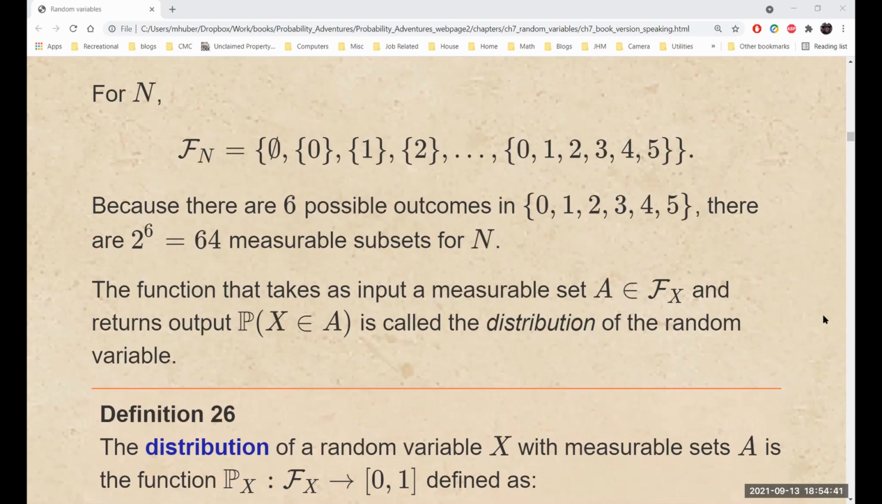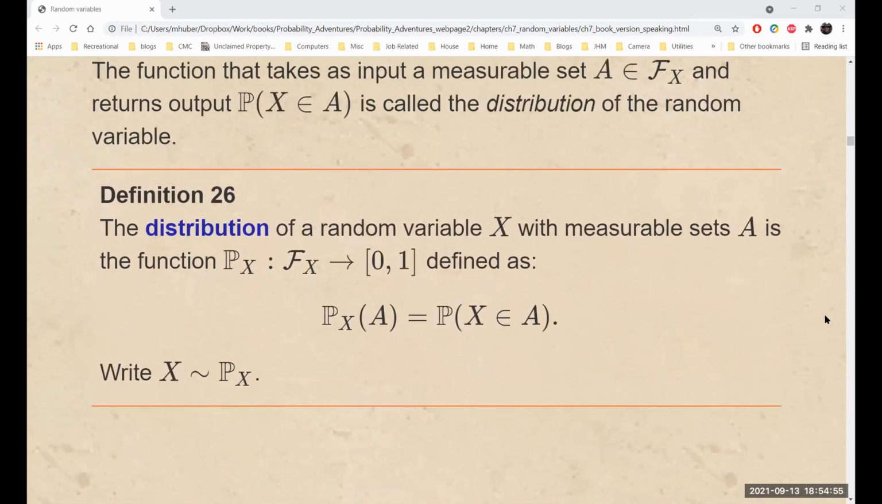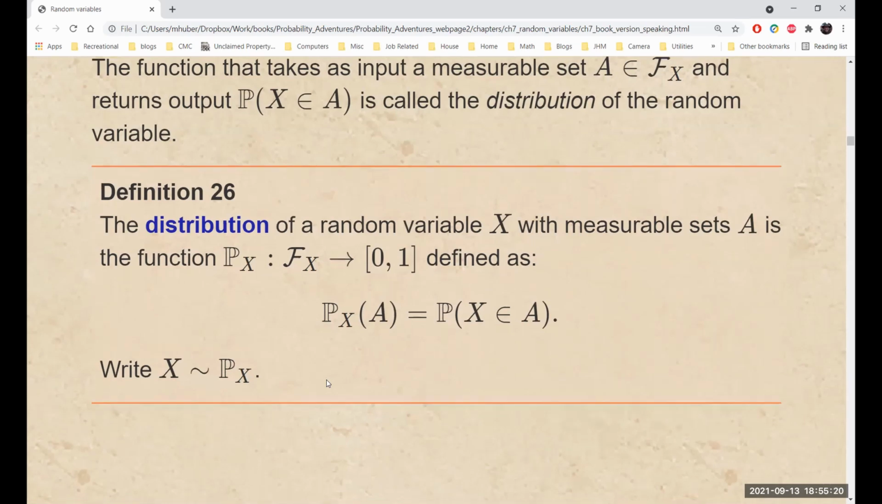Now, the function that takes as input a measurable set A and returns as output the probability that X is in A is called the distribution of the random variable. In general, distributions of random variables are functions, capital P sub X, that take as input a set from script F sub X, that collection, and output a number in [0, 1], which is the probability that X is in A. We write X tilde P sub X to mean that X has distribution P sub X.